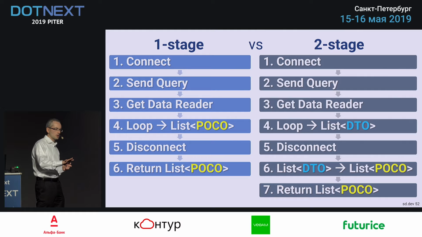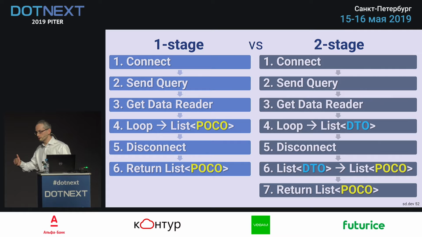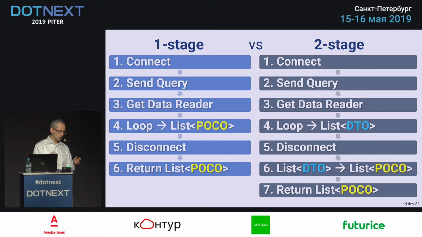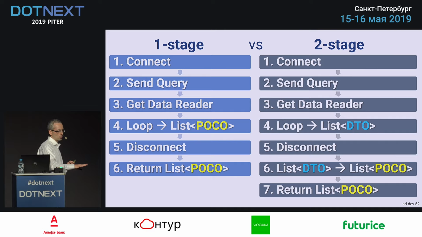In step six, we take that freshly built list of DTOs that we obtained after the disconnection, and we engage in explicit conversion to a list of POCOs. And in step seven, we return that list of POCOs. So the takeaways here are that stage two is longer, obviously, because there is this explicit additional extra step, step six, but the return types are the same. Both one stage and two stage return lists of POCOs.